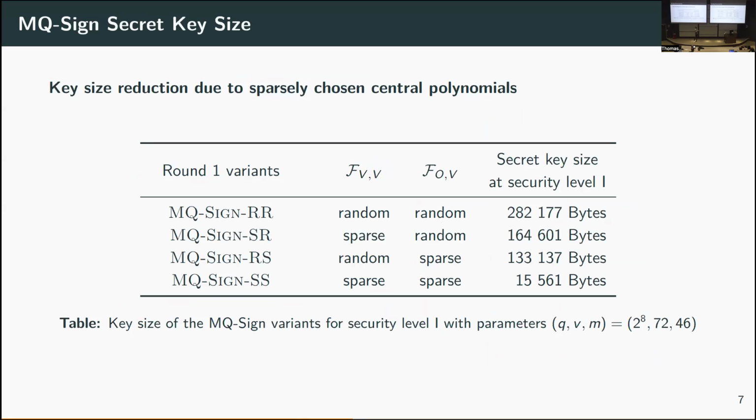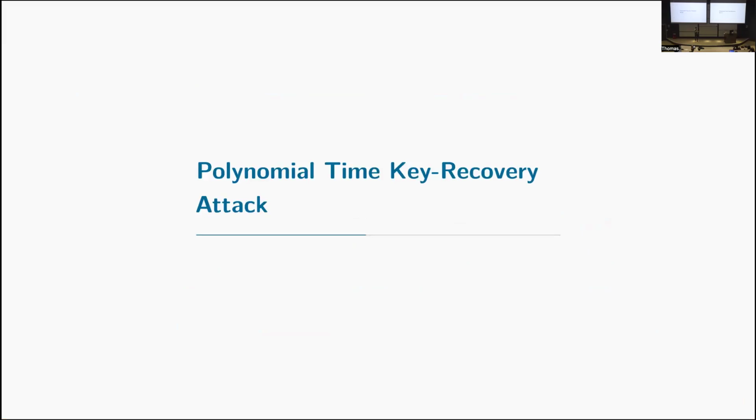Okay, and we see by using these sparse polynomials, we can reduce the key size a lot. If we just choose one of these two blocks sparse, then it's reduced to around a half. And if we choose both of them sparse, we are left with around 5% of the initial key size. Okay, so much to UOV and MQSign. And now we come to the attacks.